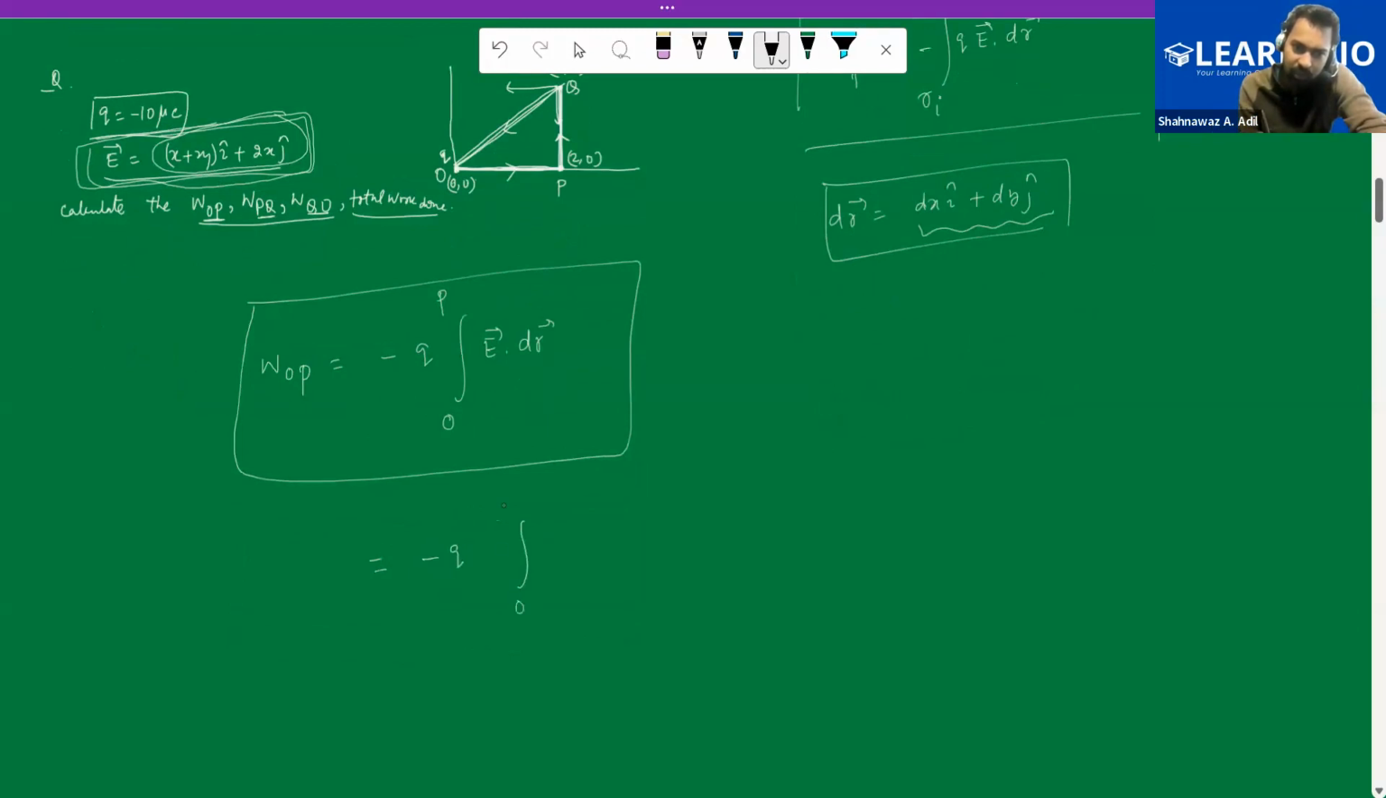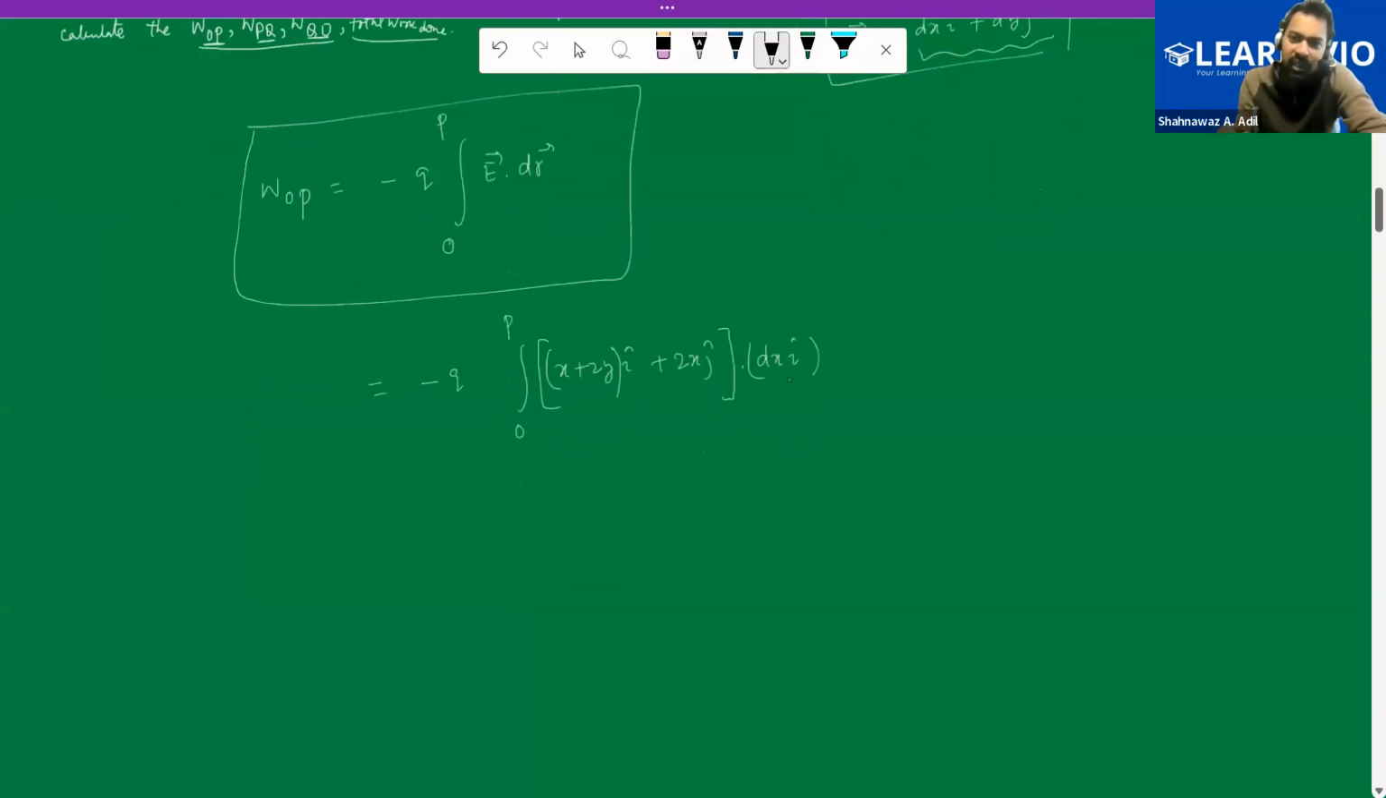But this is O to P, and E is x plus 2y i hat, plus 2x j hat. And this whole thing is dot product with dx i hat only. So only this i hat part will survive, the j part will be 0, and we are left with minus q, integral from O to P of x plus 2y, and then dx. So this is the integral.